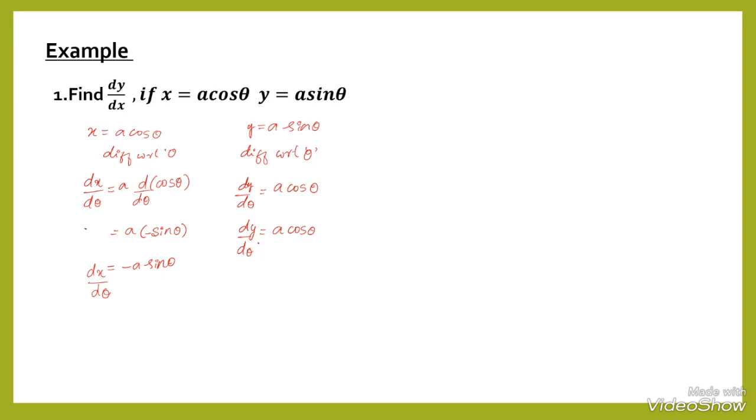After finding dx by d theta and dy by d theta, we want dy by dx only. That is why I am taking dy by d theta divided by dx by d theta, with the common parameter theta. Taking the values, a cos theta divided by minus a sin theta. Here a gets cancelled. We have minus cos theta divided by sin theta, which can be written as minus cot theta. This is the solution of the given example.